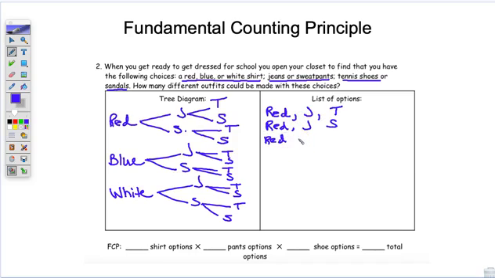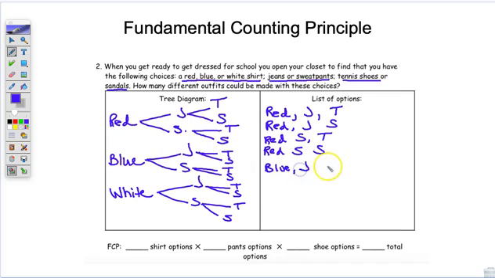Again, with a red t-shirt, let's say I want to wear sweatpants, I could pair it with tennis shoes or sandals. So with each t-shirt, it looks like we're going to have 4 different options. Here are all the options with the red t-shirt, and I would do the same thing with the blue t-shirt.